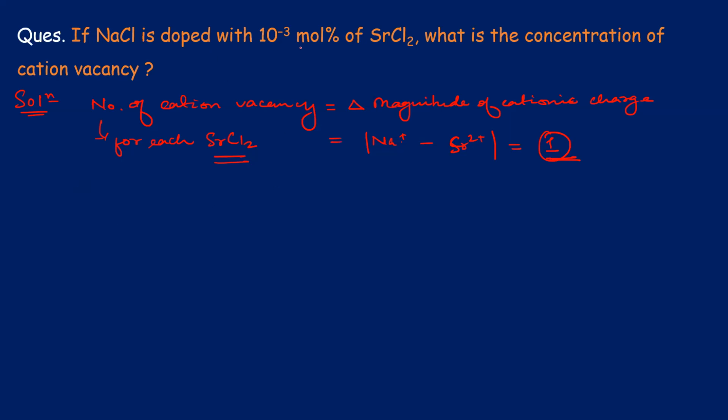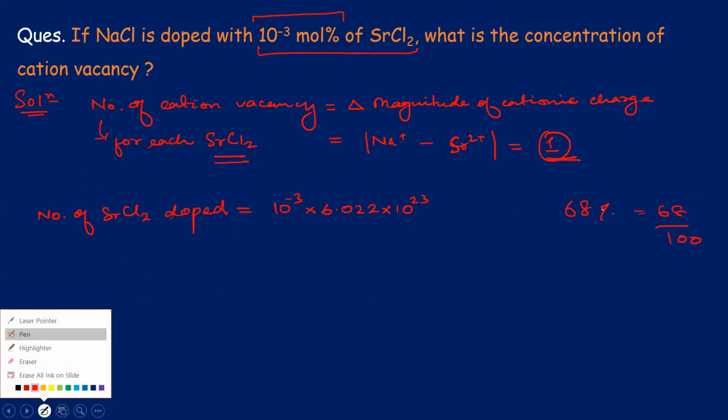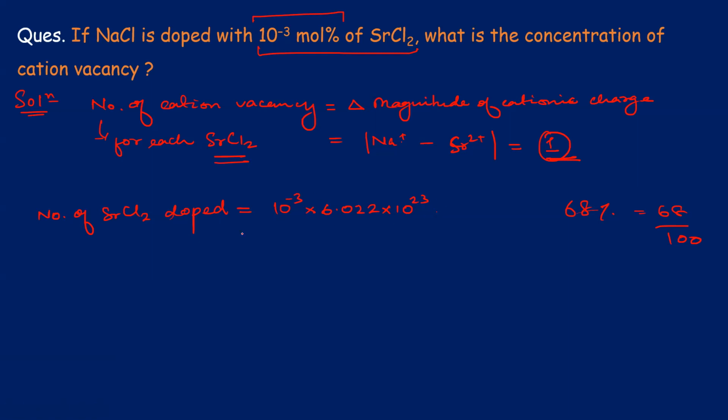So now we have to look at the number of SrCl2 doped. It is equal to 10 to the power of -3 mole percentage. Now this is a very tricky phrase to write. 10 to the power -3 mole. So 10 to the power -3 is how much? 10 into 6.022 into 10 to the power 23. And what does 68% mean? 68% means 68 upon 100. Similarly, this percentage means this divided by 100. Is that right?